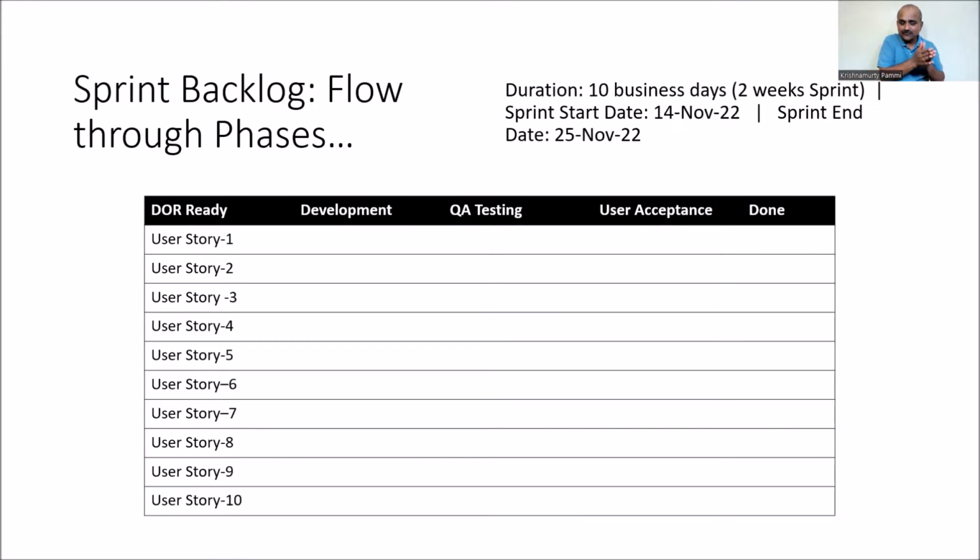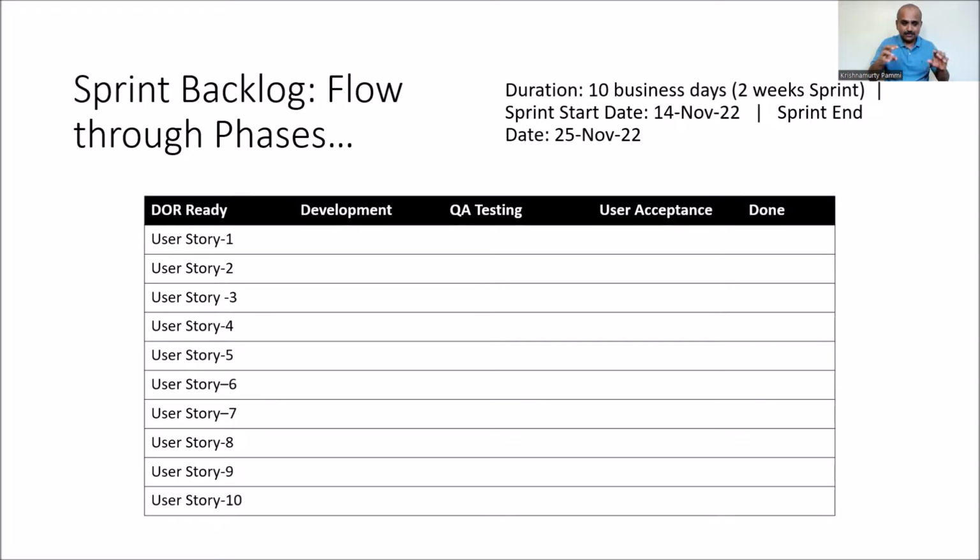So basically, if you see the flow is development queue. First is DOR ready, definition of ready, user stories are ready. Second is development. Next one is QA testing. Next one is user acceptance testing. And the done state is our deployment status, and that is the final queue.